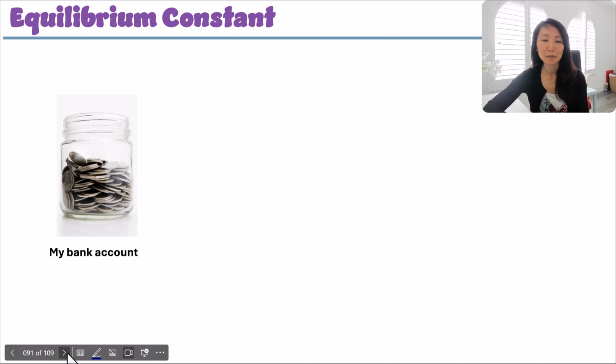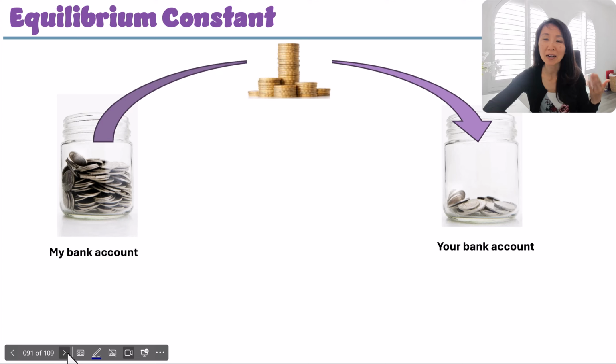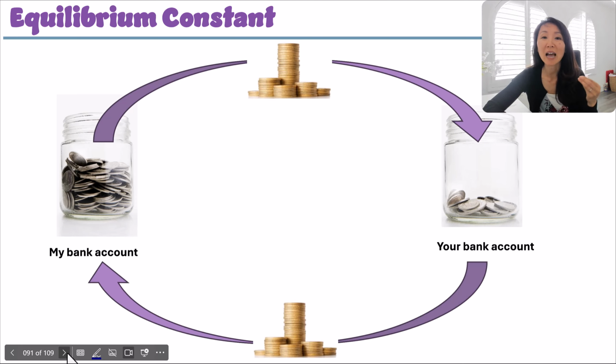Let's say this represents my bank account and this represents your bank account. Feeling a little generous, so I decide to donate some money to you. But you're also feeling generous, so you donate the same amount of money back to me. And this is happening at the same time. At equilibrium, this is what it sort of looks like.